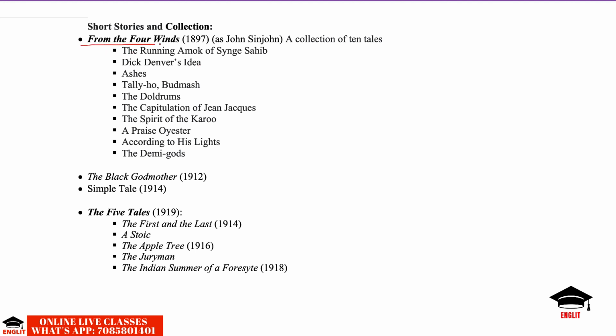First collection, which is his very first collection, the very first write-up even before the novels. It was published in 1897 and was also published under his pseudonym John Sinjohn. It is a collection of 10 tales, 10 stories, like The Running Amok of Sinj Sahib, Dick Denver's Idea, Ashes, Tally Ho, Doldrums, The Capitulation of Jean Jacques, The Spirit of Carew, The Prize Oyster, According to His Lights, and Demigods. So these 10 stories were there in this collection From the Four Winds. This is the very first collection, or the first ever write-up, of Galsworthy.